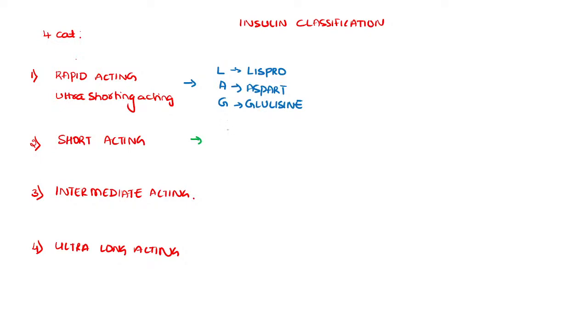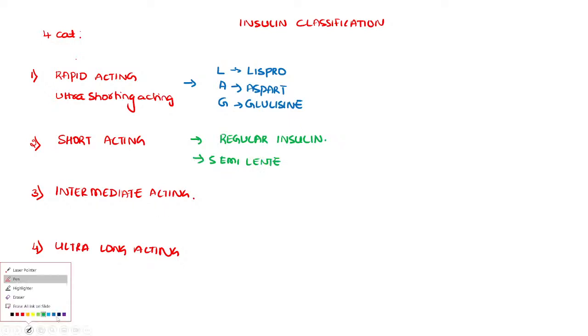And next let us see what are all the short acting ones. Here you have regular insulin as well as semilente insulin preparations. Under intermediate acting you have neutral protamine hagedorn as well as the lente.